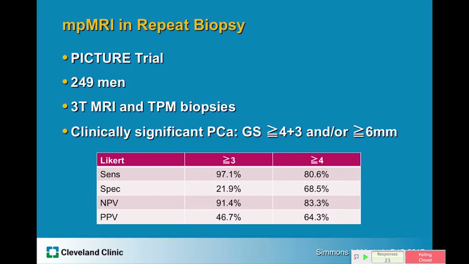Another study from the UK, also published this year, called the PICTURE trial, looked at MRI for patients who had previous negative biopsies. And they looked at 249 men. All men had 3 Tesla MRIs and transperineal mapping biopsies. So they used a Likert score, similar to the PI-RADS system, to give a suspicion for prostate cancer on MRI. And if you use the cutoff of greater than 3, they found an excellent sensitivity, but specificity wasn't great. If you used a cutoff of greater than 4, then that decreased the sensitivity slightly, but made it a lot more specific.